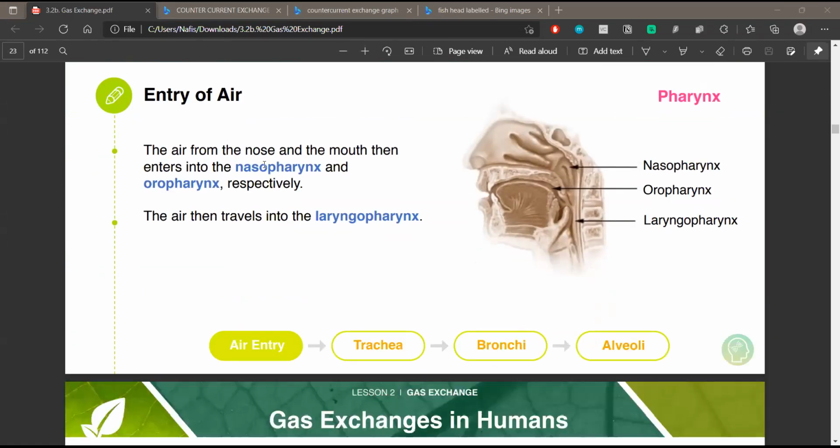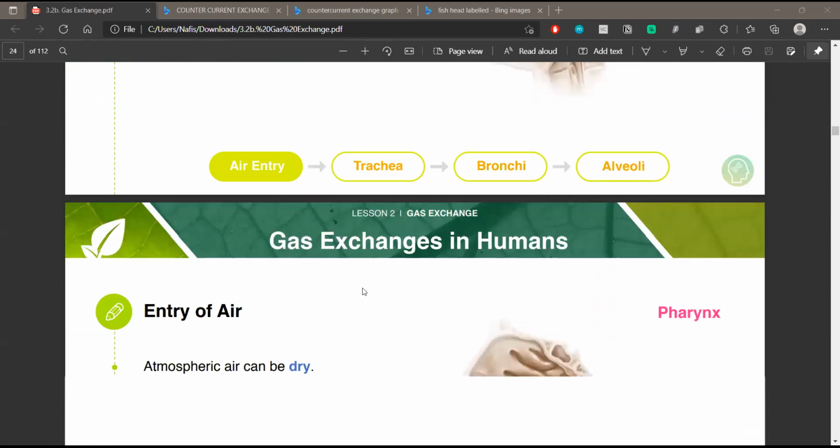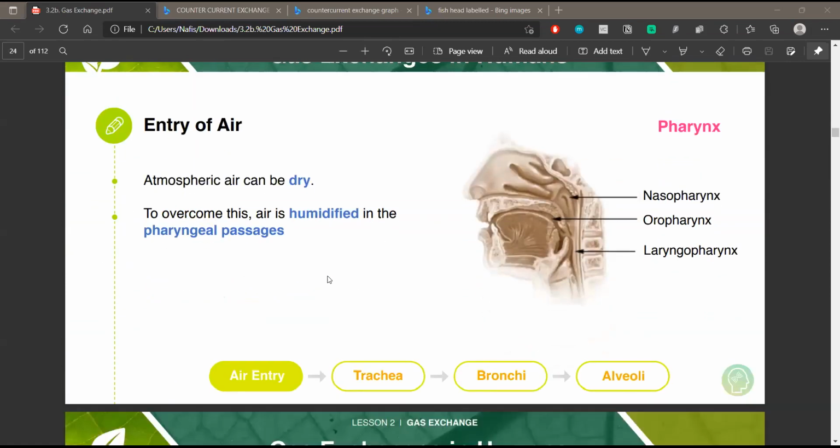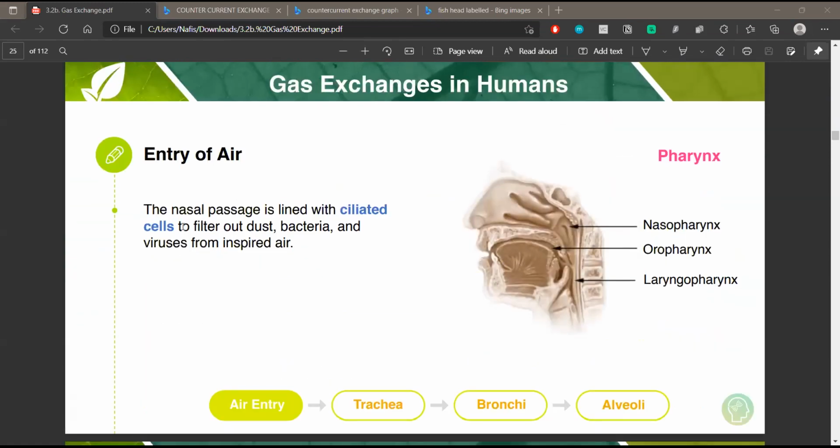So then it passes through the naso-, oro-, and then laryngopharynx. But remember, at this point the air is humidified, because normal air can be quite dry. To overcome this, air is humidified in the pharyngeal passages. This is really important because it allows for more efficient gas exchange once the air gets into the lungs, because it increases the diffusion gradient.